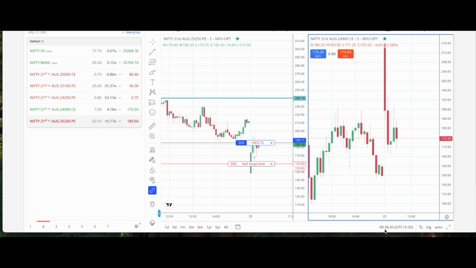I think you can see the time here itself. 9:36 is the time right now. As of now, only the put option is holding above the 180 zone, and the call option is staying below 180. Profit or loss, traders, whatever it is, doesn't matter. I have to give you an example. That is why I'm recording this video.